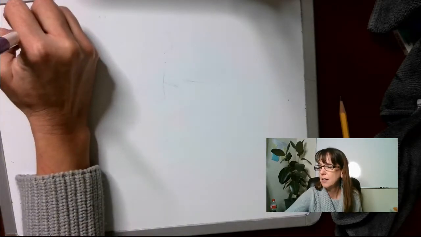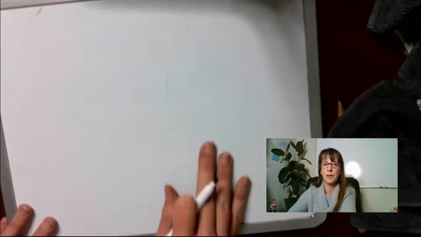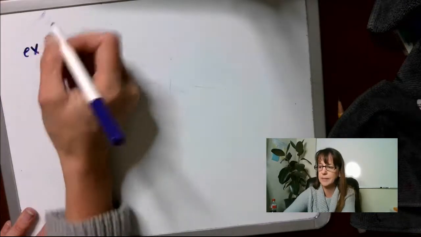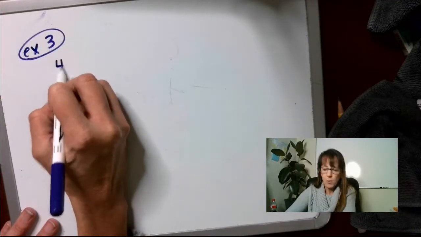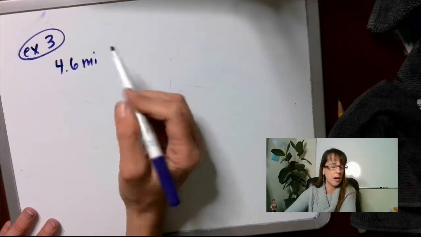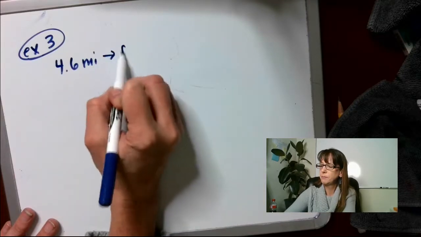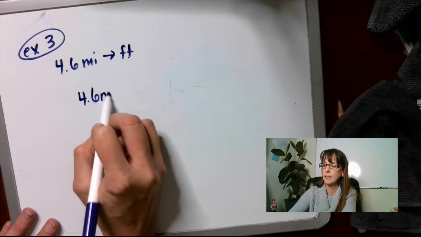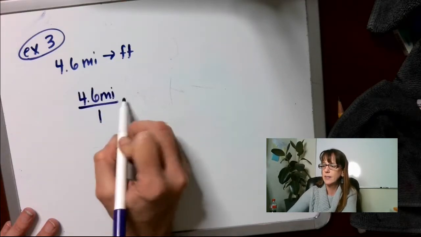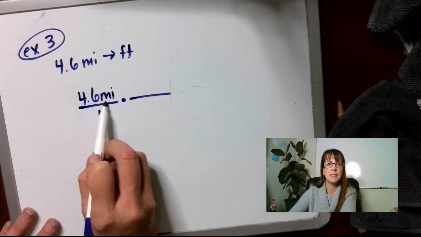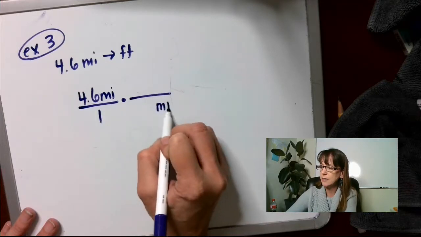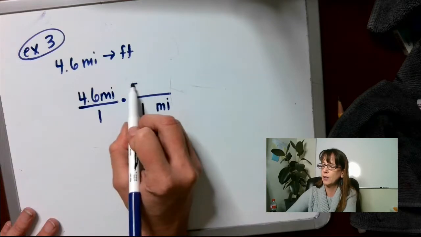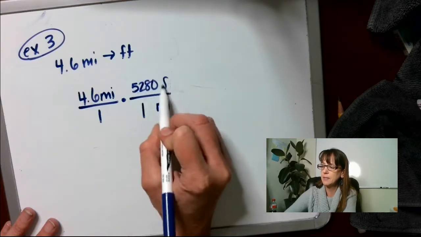Let's try some other examples. Example number 3. 4.6 miles, and remember MI is miles, to feet. We start by putting this over 1. So 4.6 miles over 1 times, now miles is upstairs here, it's got to go downstairs here, and in 1 mile there are 5280 feet.